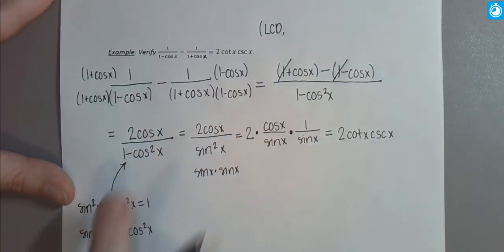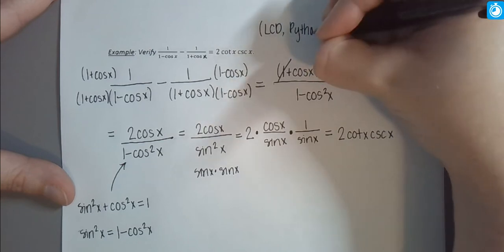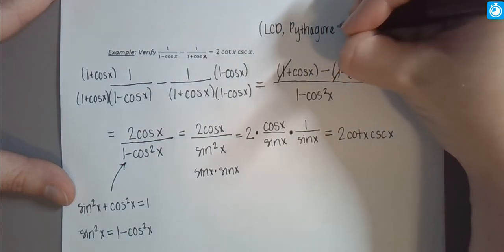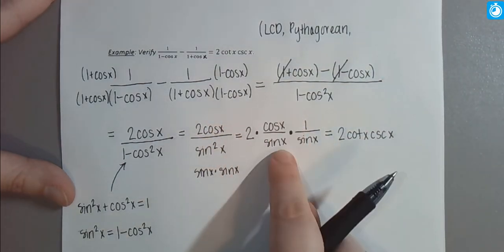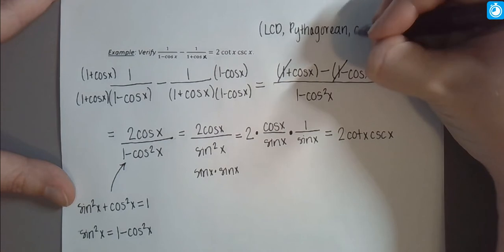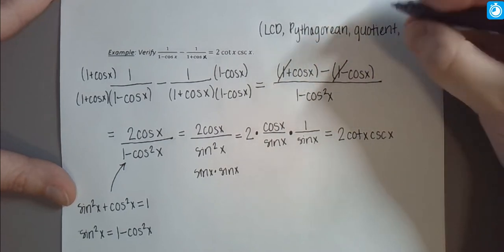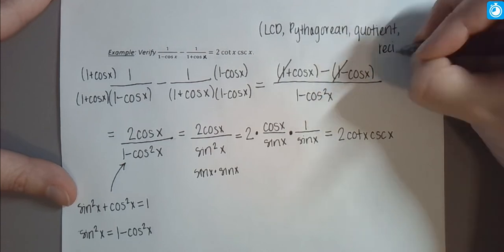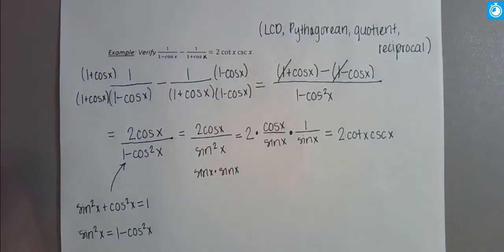Well, down here we used a Pythagorean identity, just an alternate version of it. We rearranged that Pythagorean identity and used an alternate version. And then we used a quotient identity, and we used a reciprocal identity. And then of course just some other basic algebra techniques here and there. So that's everything represented there, and again, that identity is now verified.